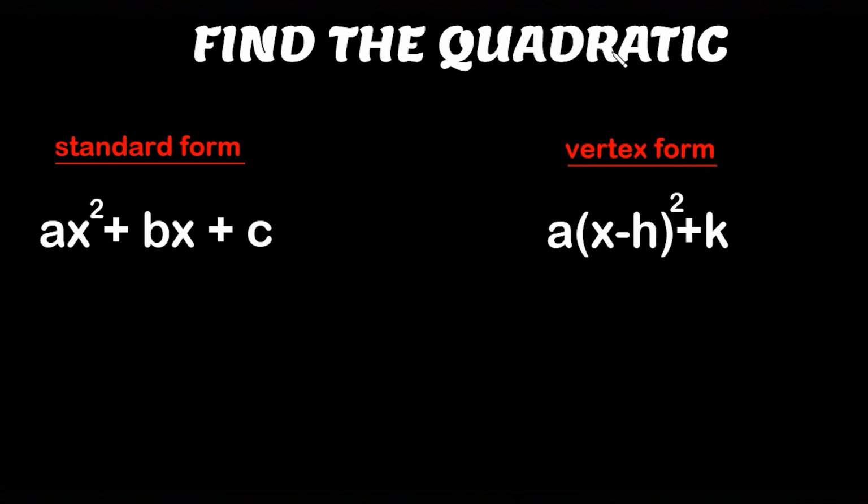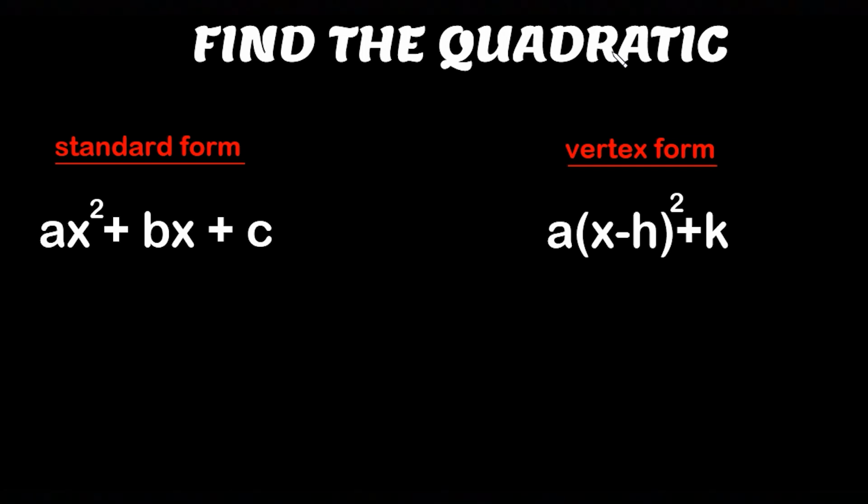Okay, so in this example, we're going to be talking about how to find the equation of the quadratic. Now, there's two different things you need to know here before you can do the examples in this problem. The first thing you have to know is a quadratic in standard form, and that is going to be ax squared plus bx plus c. Okay, hopefully you know that. If you don't, now you do.